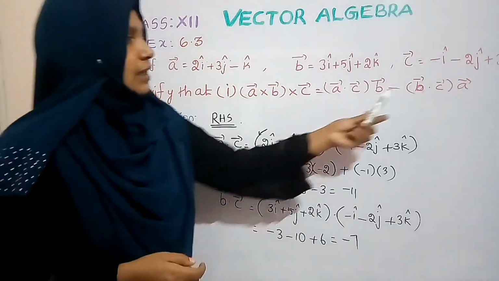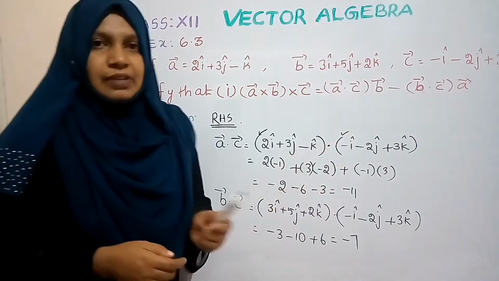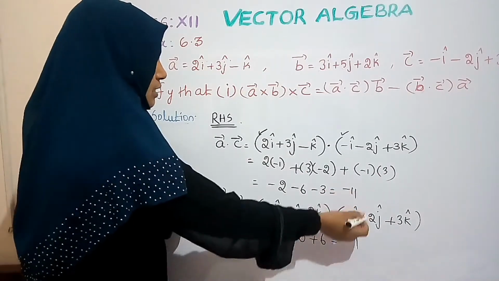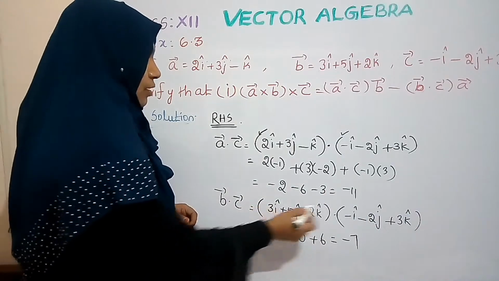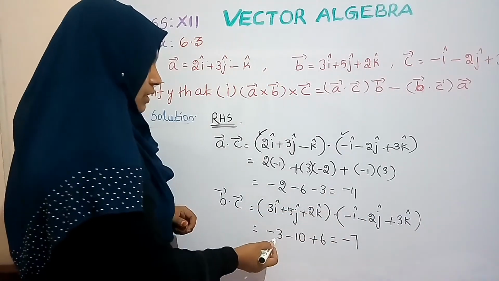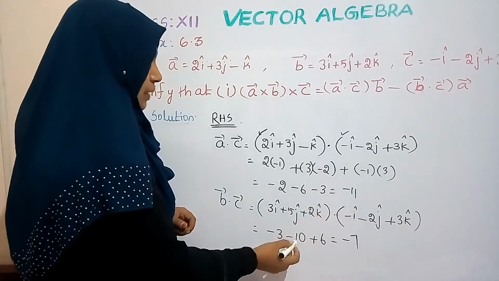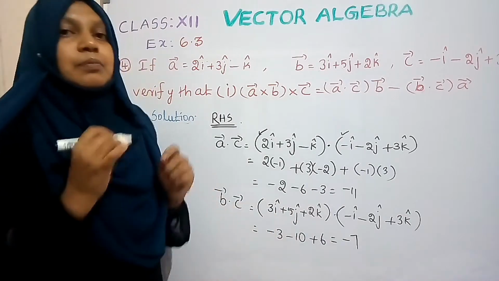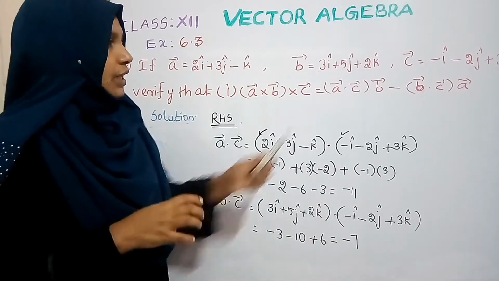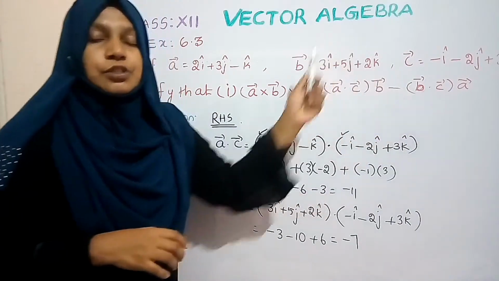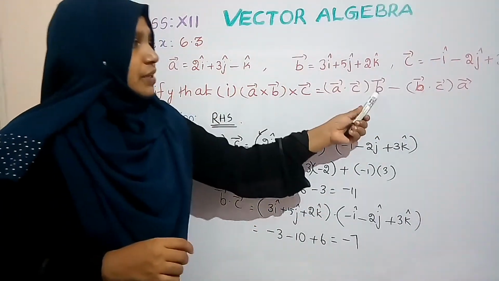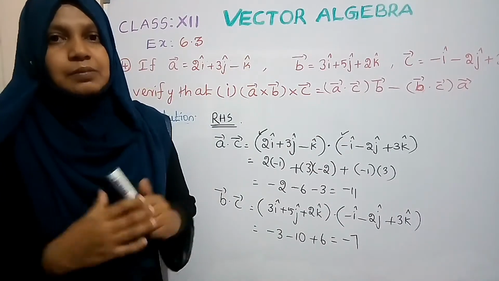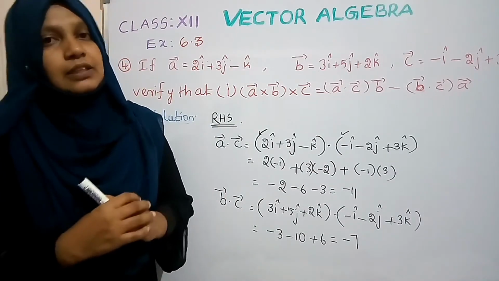After that, in the second term you have b vector dot c vector. That also we should calculate. So write b vector value here, dot c vector value. Here also you should multiply the coefficients. 3 into minus 1 is minus 3. 5 into minus 2 is minus 10. 2 into 3 is 6. So after adding these three values we are getting minus 7. After calculating these two dot products, we should multiply those values with b vector and with a vector, and then subtract the first term and second term. Then you will get the right side value.